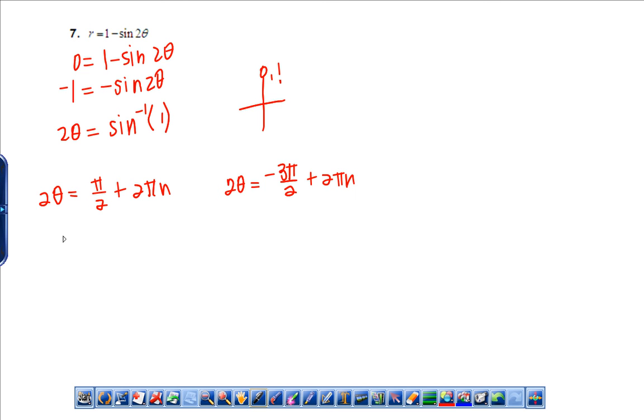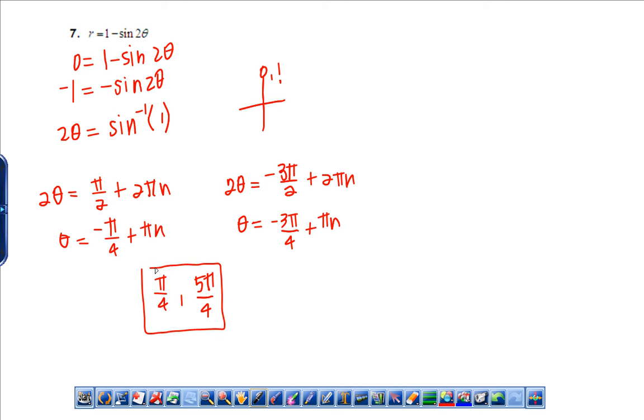Solving, dividing by 2, so theta equals negative pi over 4 plus pi n, and theta equals negative 3 pi over 4 plus pi n. So now find common denominators in your pi n's and plug in values for n. So I got pi over 4 and 5 pi over 4. And those would fall between 0 and 2 pi.